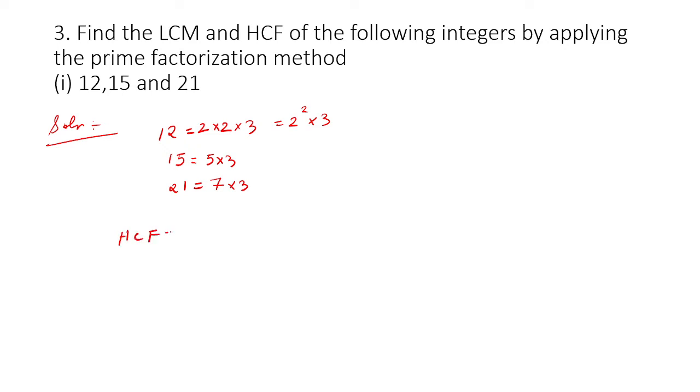So the HCF is actually the common number, the number that appears in all of these three numbers, which is 3. So the HCF is going to be 3.